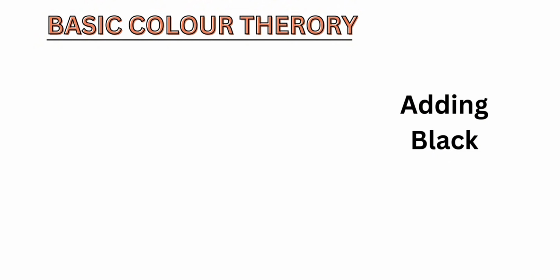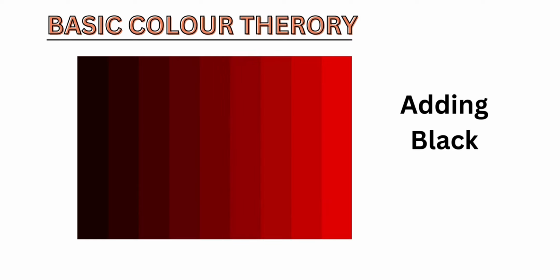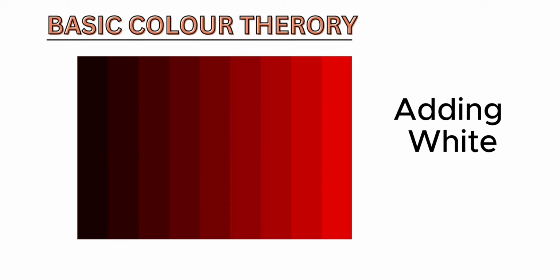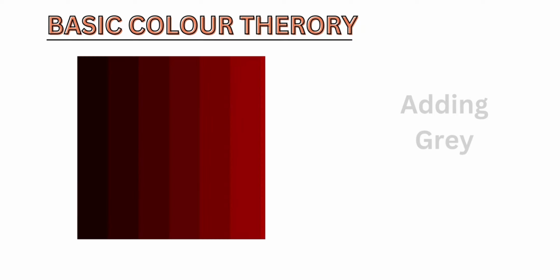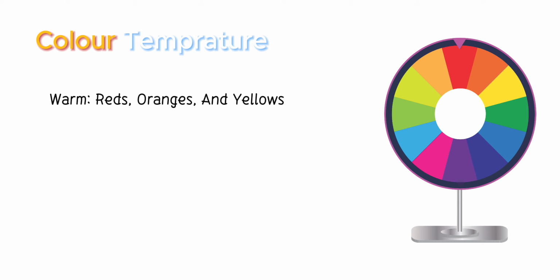A shade is produced by adding black to a hue, creating various shades of red by mixing red with increasing amounts of black. A tint is produced by adding white to a hue, creating different tints of red by mixing red with increasing amounts of white. A tone is created by adding gray to a hue, producing various tones of red by mixing red with increasing amounts of gray.